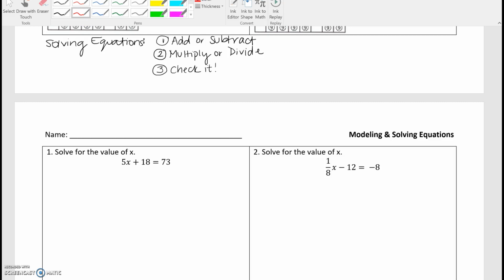So there's one key thing to remember in inequalities: if you multiply or divide by a negative number, flip the inequality.